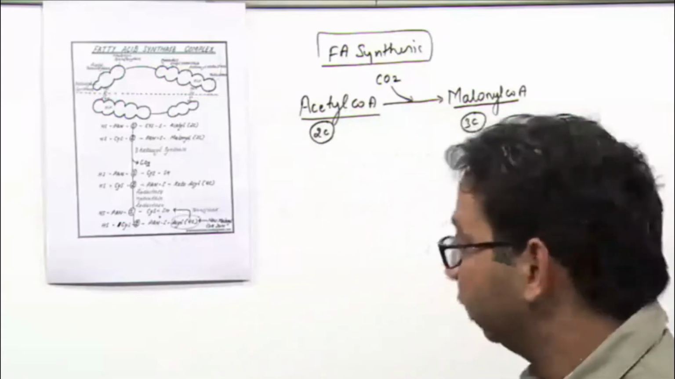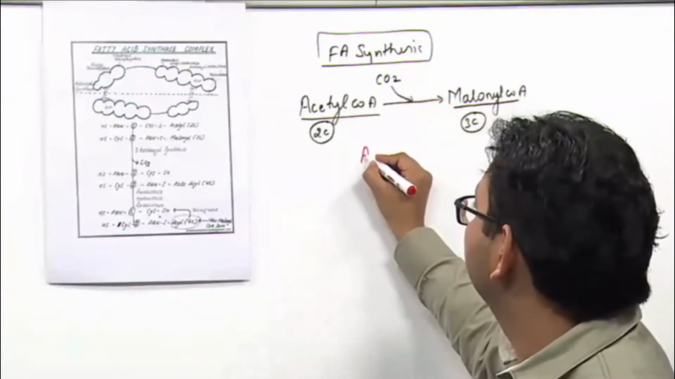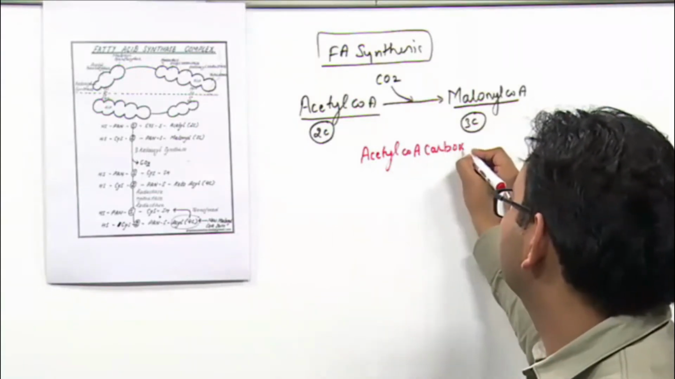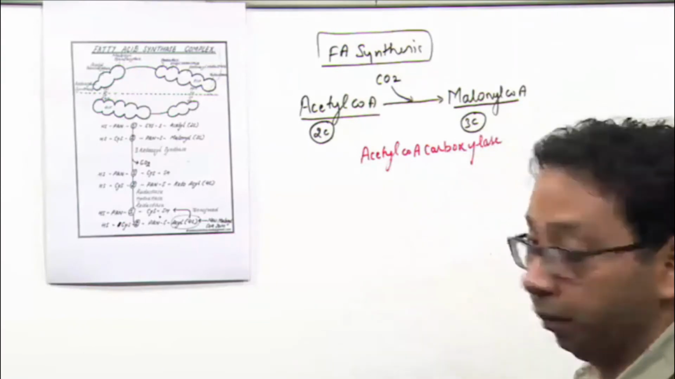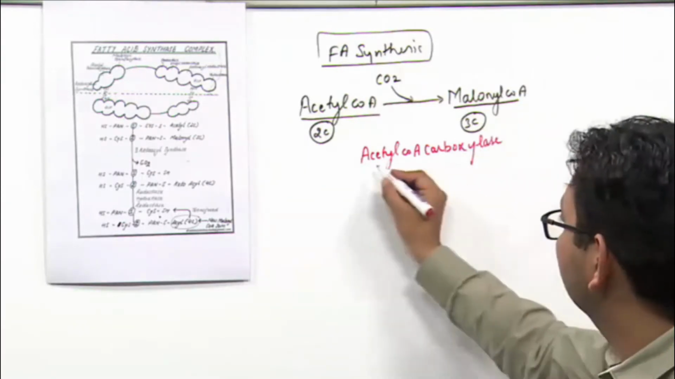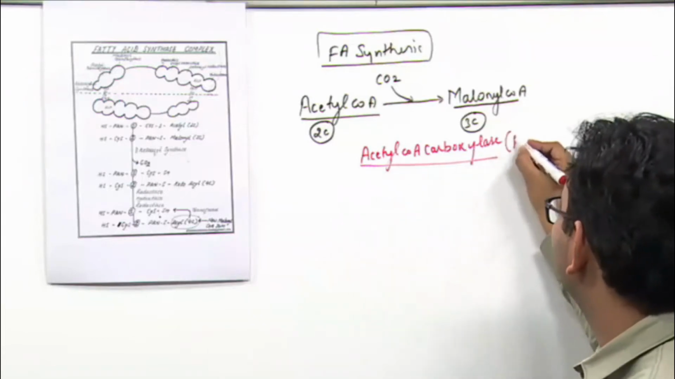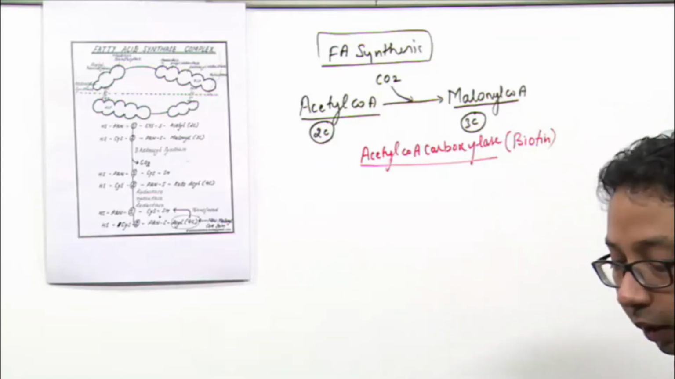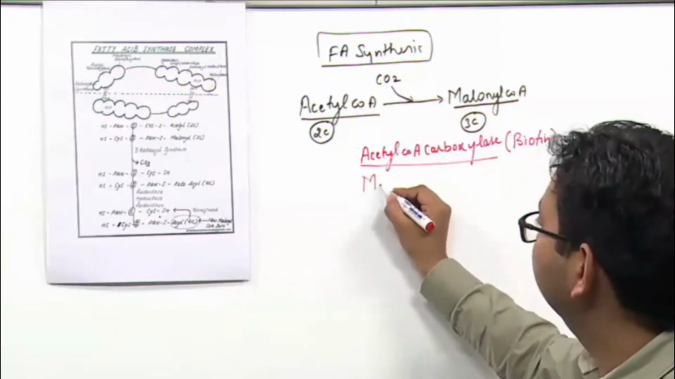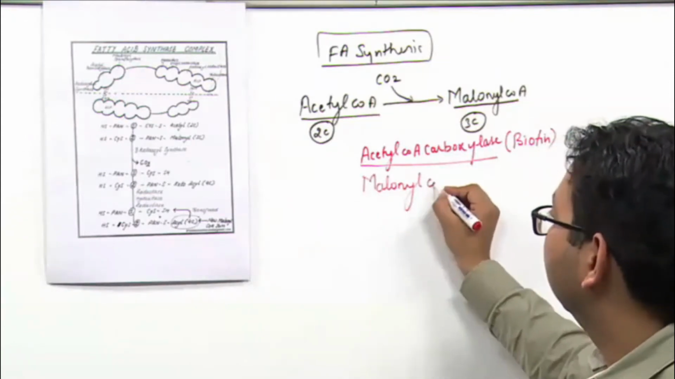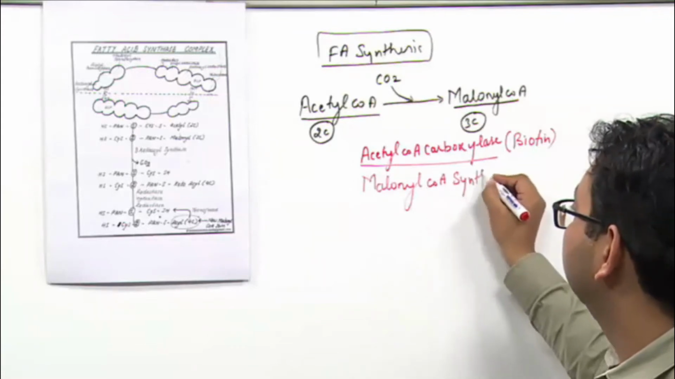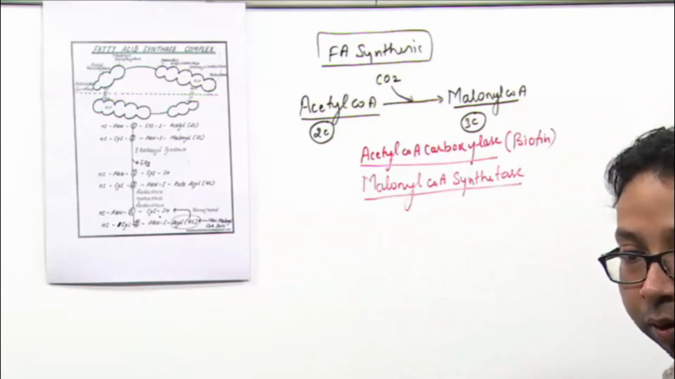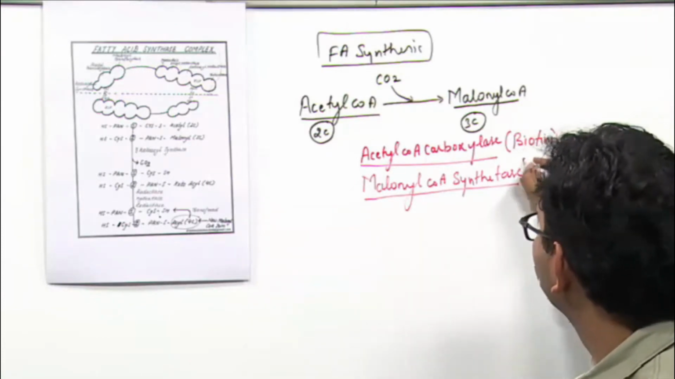So the name of the enzyme is acetyl coenzyme A carboxylase, and the cofactor for carboxylase is biotin. Another name of this enzyme is malonyl coenzyme A synthetase. Malonyl coenzyme A synthetase.